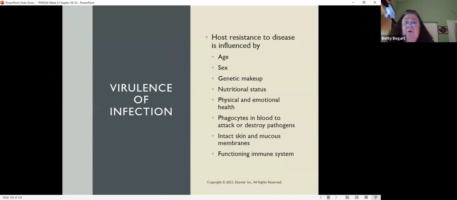Virulence of infection. Host resistance to disease is influenced by a lot of things. So, will I get all the diseases I see, or will you? It all depends on your age, your sex, genetic makeup, always nutritional status, and your emotional health. If your physical health and nutrition are good, you'll have less chance of getting some sort of disease. We have phagocytes in the blood, they're going to kill these things, if we have our skin intact, mucous membranes intact, and our immune system's working.